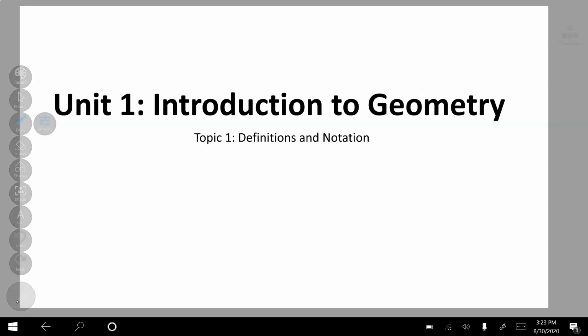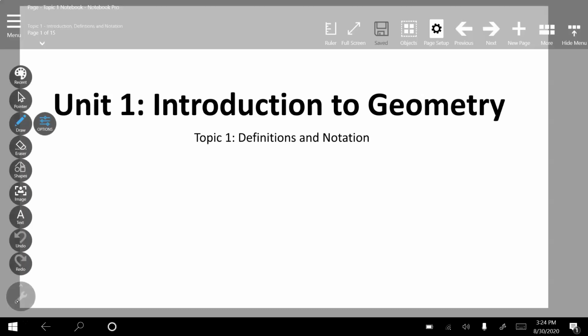This unit is called Introduction to Geometry, and topic 1 is definitions and notation. Geometry has a lot of vocabulary in it, probably a little bit more than algebra, and a special notation. A lot of times in algebra, you're just dealing with x's and y's and this and that. We have to be careful how we write things in geometry. We're going to work on how we write lines and segments and so on, so notation is very important in this geometry course, and you'll see this as we go along. Okay, next page.